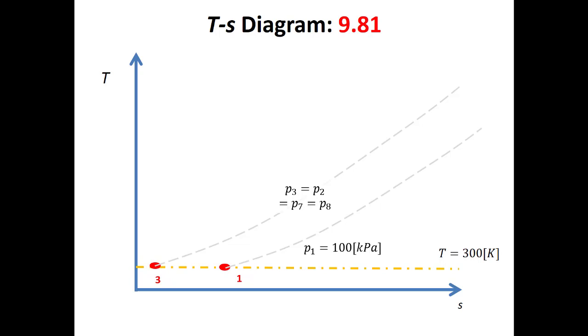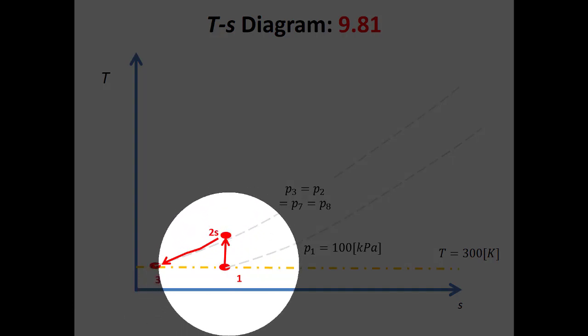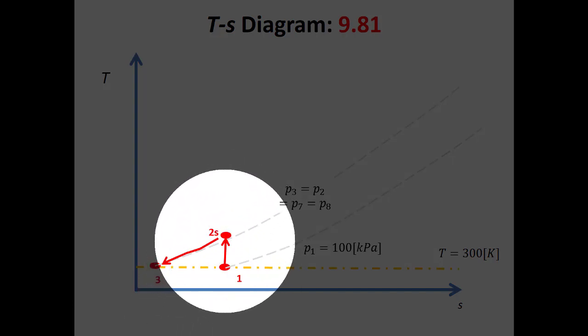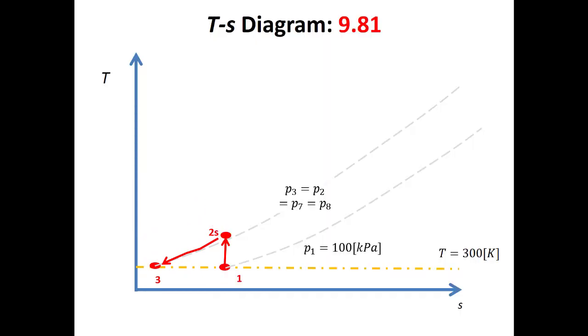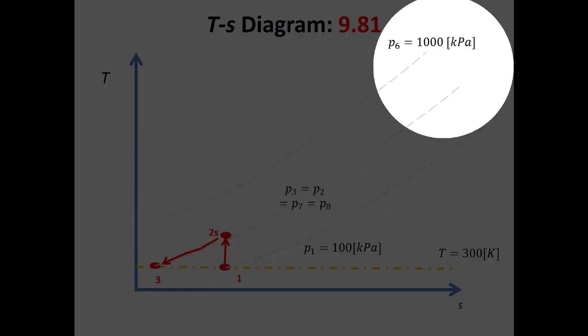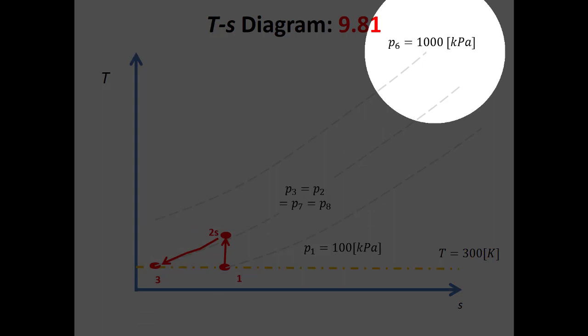Right? So now between states 1 and 2, what I have to do is go through this ideal, or isentropic, compression, and then some intercooling to reduce the temperature back down to state 3. So now I know that my maximum pressure is 10 times higher than my minimum pressure. So I have a high pressure line.